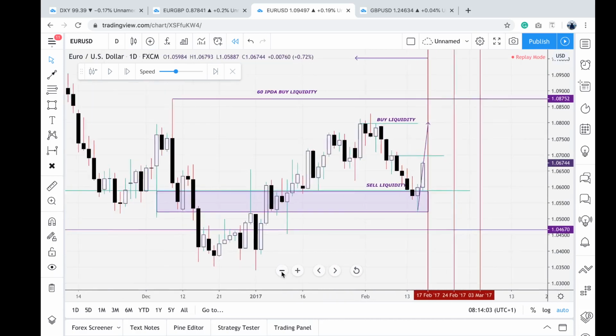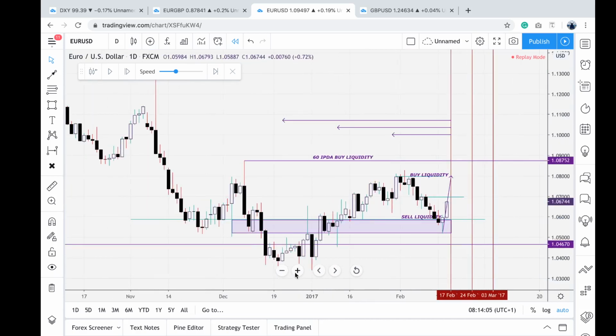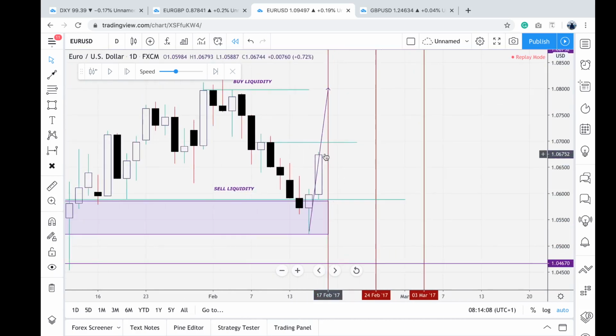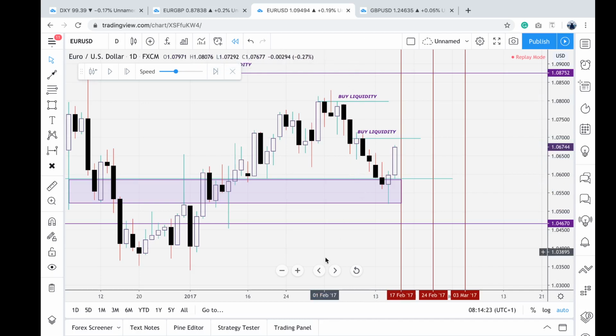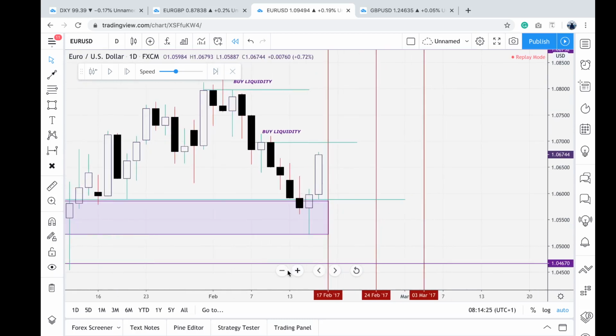The level for potential first take profit would be this level, the 20-day IPDA high, with buy liquidity resting at that level. So when I see price reach for that level, that is a potential target in price. That is where we could look for bullishness to come in the marketplace.